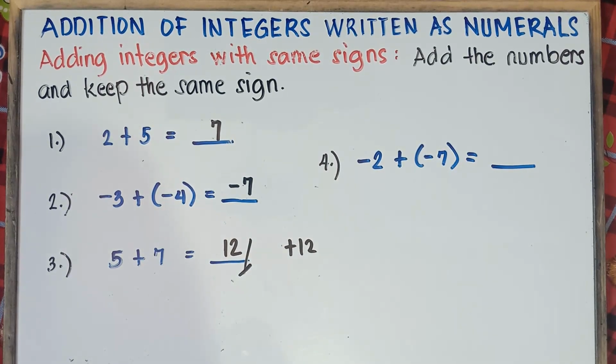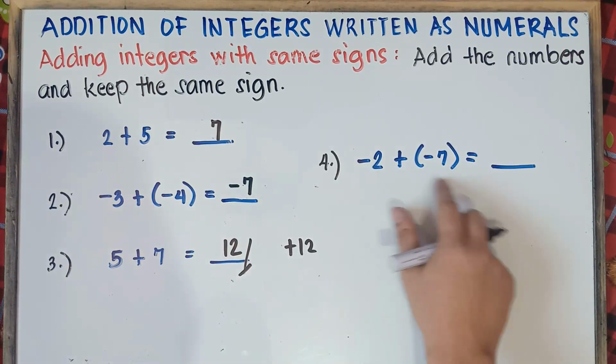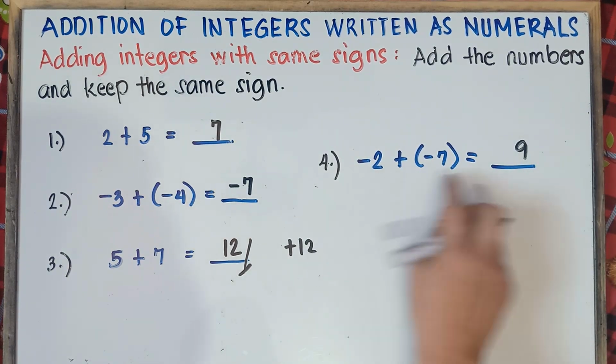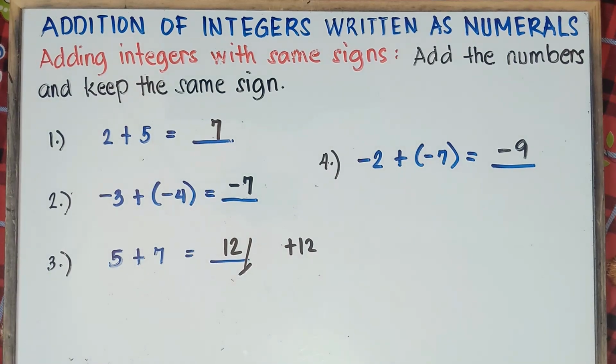Alright, so last example, number 4, we have negative 2 plus negative 7. Do they have the same sign? Yup, they have the same sign. So we can simply add the numbers 2 plus 7, that's 9, and then copy the same sign. So our answer is negative 9. So that's it, class, for examples 1 to 4. So let's have another example, class. What if they don't have the same sign? Let's have that example.